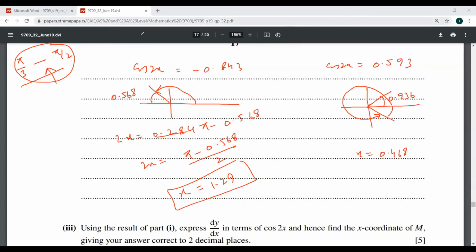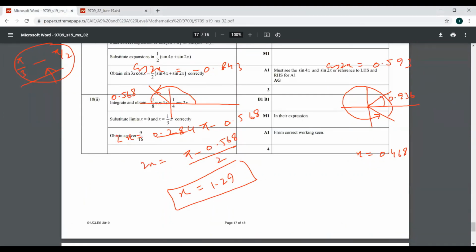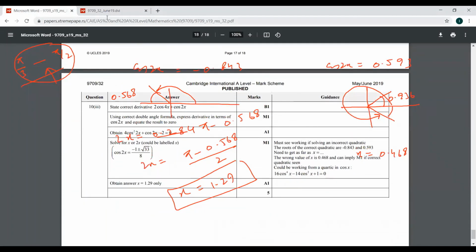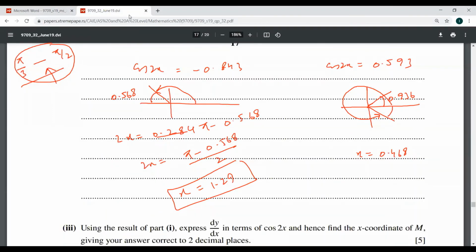Let's check the answer quickly. Where is the answer? Yeah, this is 1.29. Okay, thanks, Scott. So this ends the paper successfully.